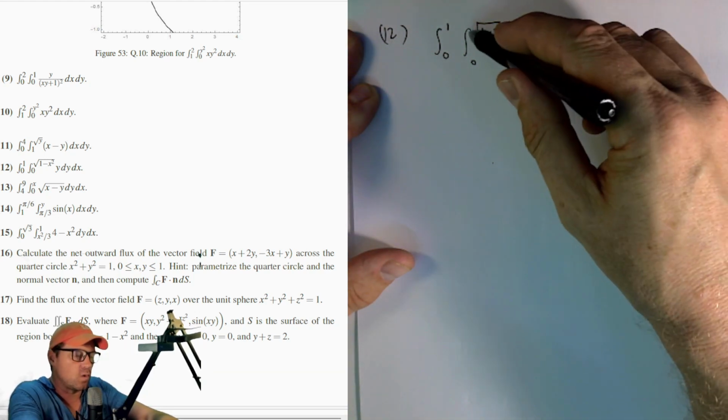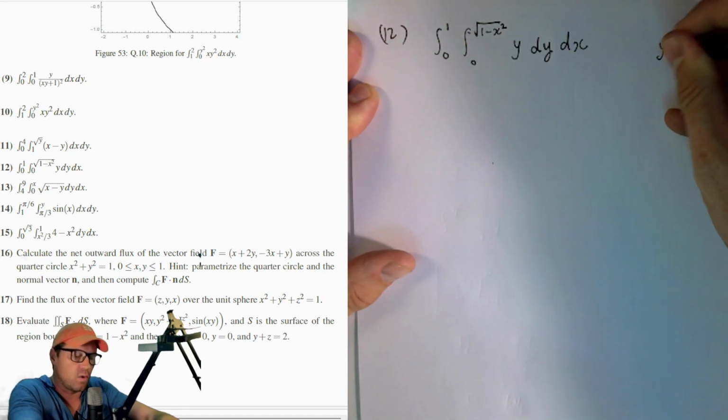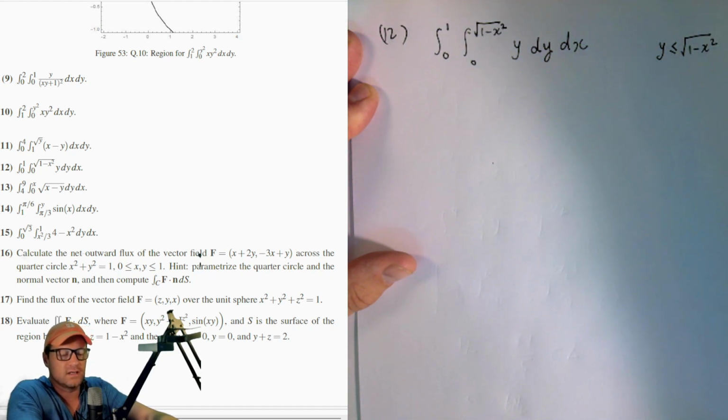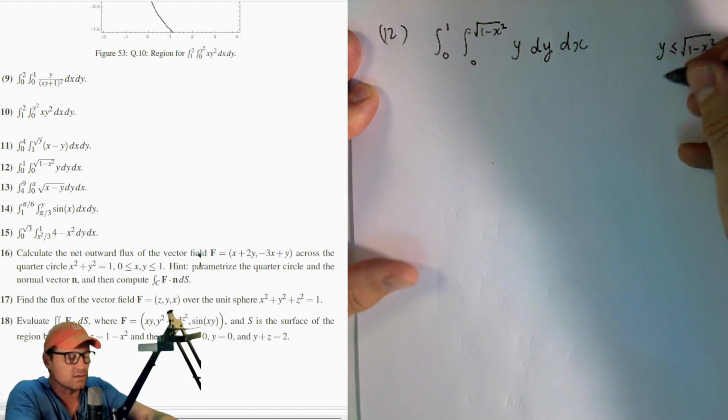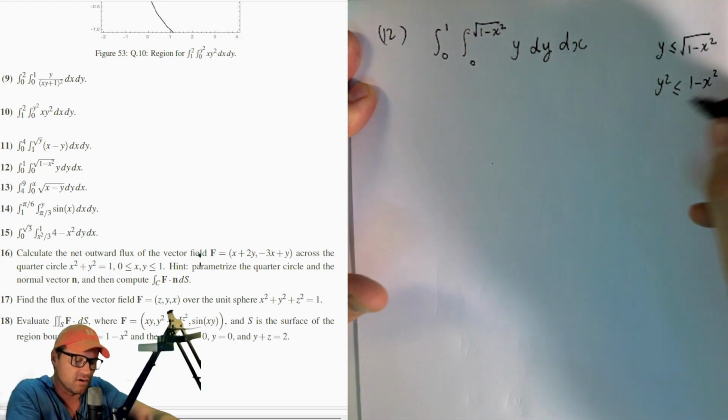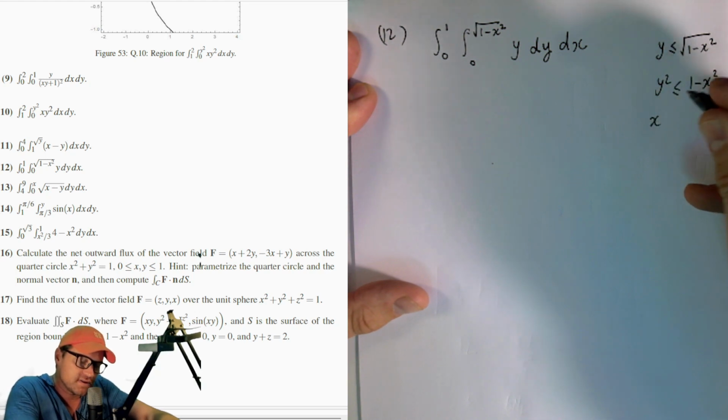Okay, so this is y here. So y is less than or equal to the square root of 1 minus x squared. And so you can see that our region is circular. So y squared is less than or equal to 1 minus x squared. And so this is the interior of the unit circle within some region.